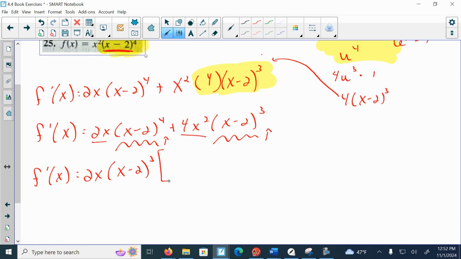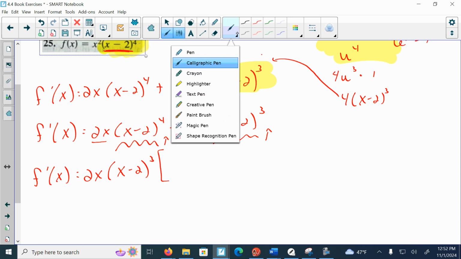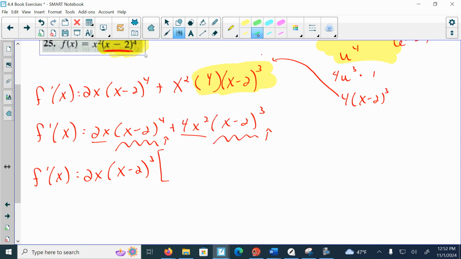All right, I've already factored out from this first term here. This is the first term that I'm looking at. That first term here, I've already factored out the 2x, so that's already taken care of. But I have this x minus 2. This I only factored out to the 3rd. This one's raised to the 4th, so I still need one more. So I'm going to write x minus 2.